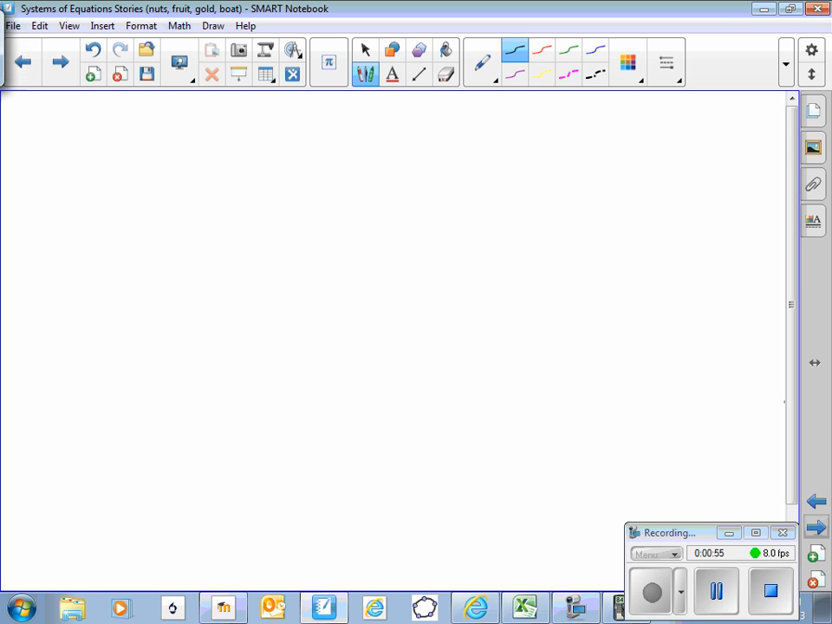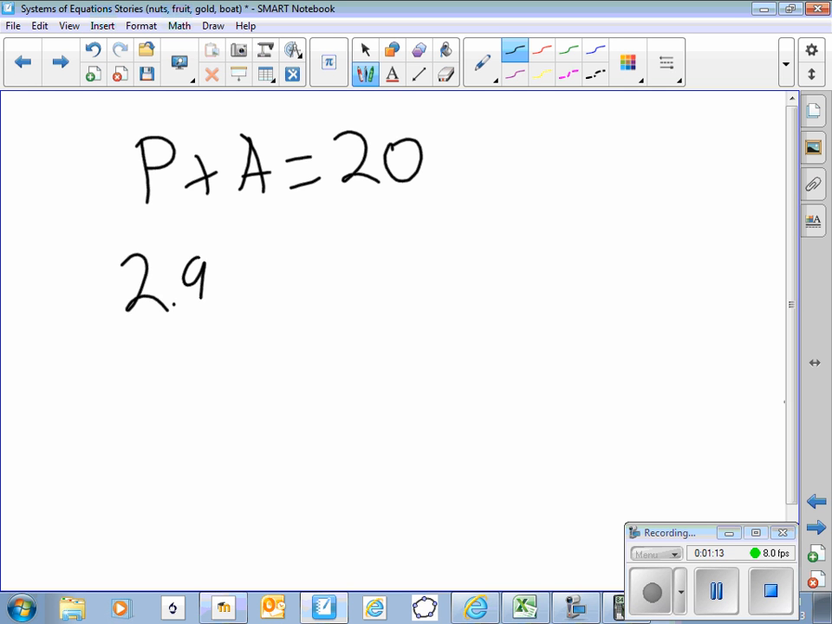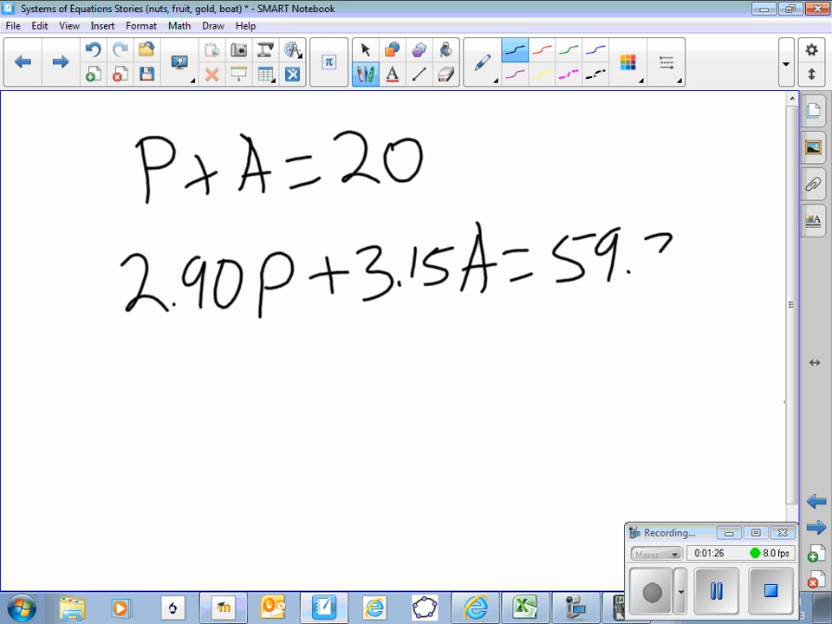So let's write what we know. Let's call the pounds of pineapples P and the pounds of apples A. And we know that those add up to 20 pounds. There's 20 pounds of mix. And $2.90 times the number of pounds of dried pineapples plus $3.15 times the number of pounds of dried apples equals $59.75.